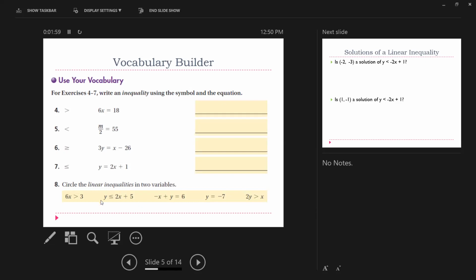So the ones that we're going to be working with are more like this one: y is less than or equal to 2x plus 5, or 2y is greater than x. But this one in the middle here, negative x plus y equals 6, that is not an inequality. That's just an equation. We're not going to see many of those.